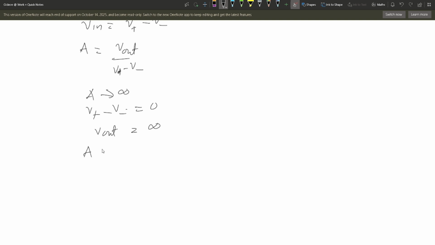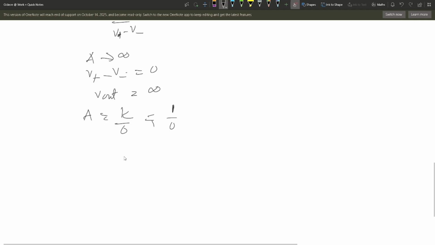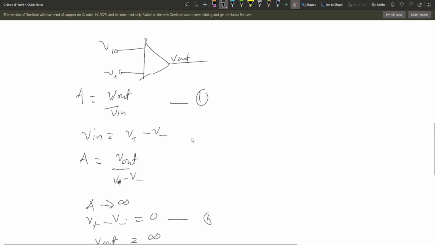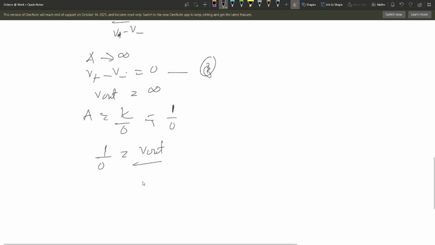Now, we know an infinite value can be represented by a constant divided by 0. Now this constant, let's say it can be 1 or any constant, but 1 is sufficient. So let's assume A is equal to 1 over 0. Then substituting that into the equation, you have 1 over 0 is equal to V out over V plus minus V minus. Let's call this equation 1, this equation 2, and this equation 3.